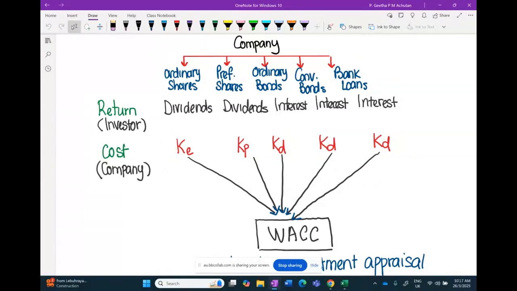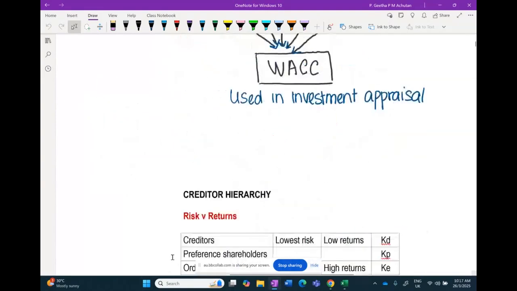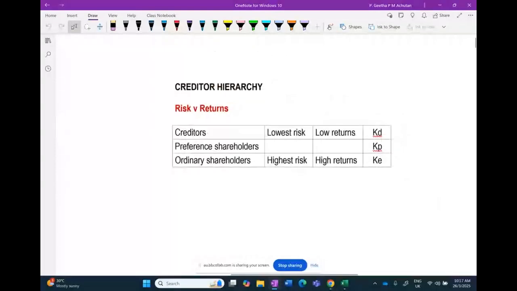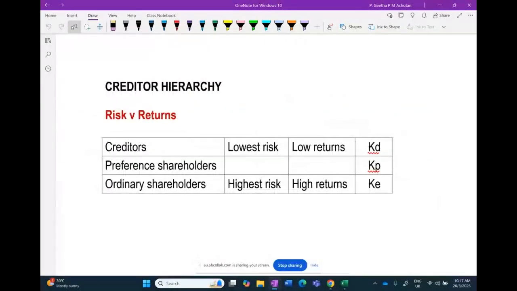So we call it KE means cost of equity, KP means cost of preference shares, and KD is cost of debt. The KE, the KP, and the KD are not the same because of the creditor hierarchy. This is a creditor hierarchy. Who has the highest risk or the lowest risk in a company when it comes to getting their money back? The higher the risk, the higher the returns expected, and vice versa.